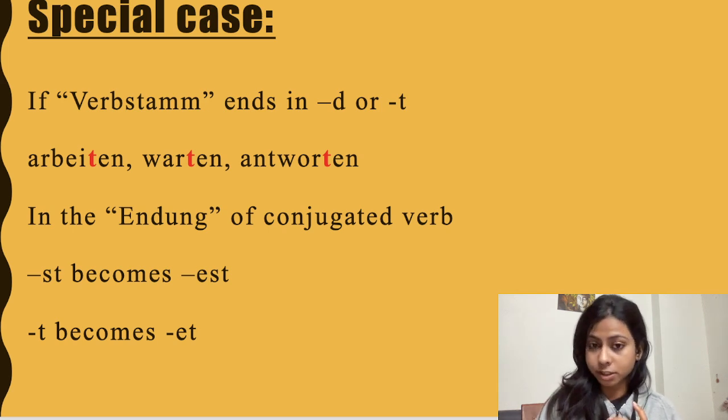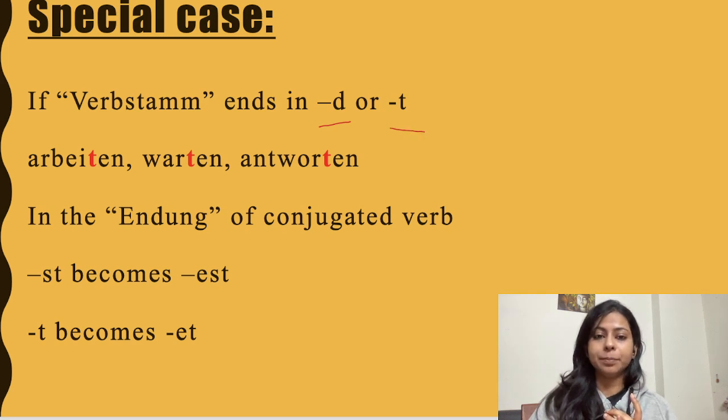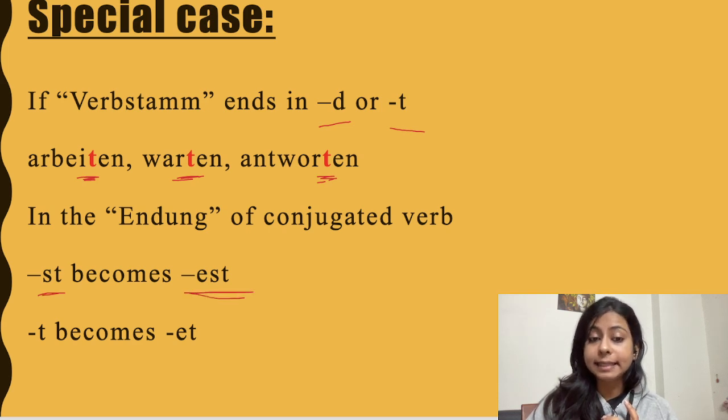Now there is another special case. If the verb stem ends in d or t, for example arbeiten, warten, antworten. So here if you could see, these have t: arbeit, wart, antwort. So what happens to the ending of the conjugated verb? Here st becomes est and t becomes et. Now let's understand this with an example.